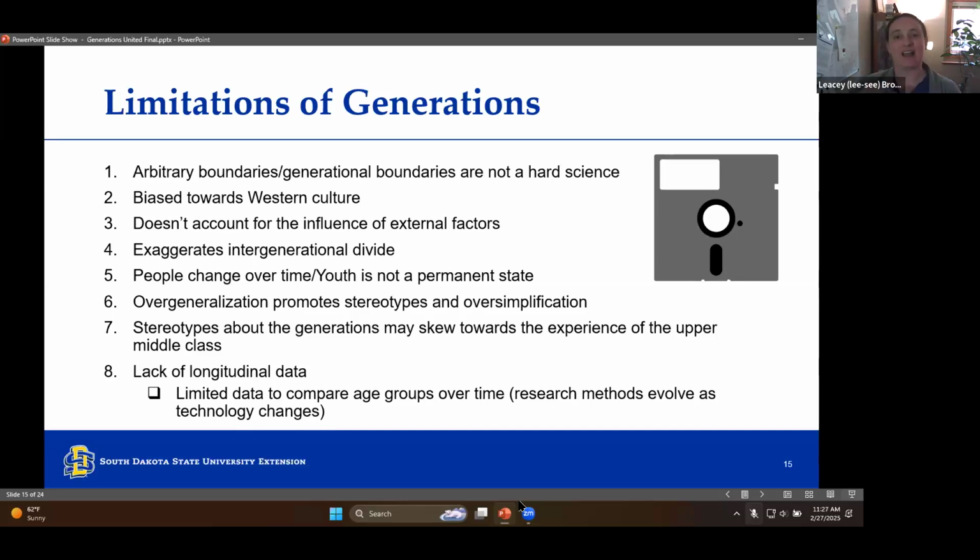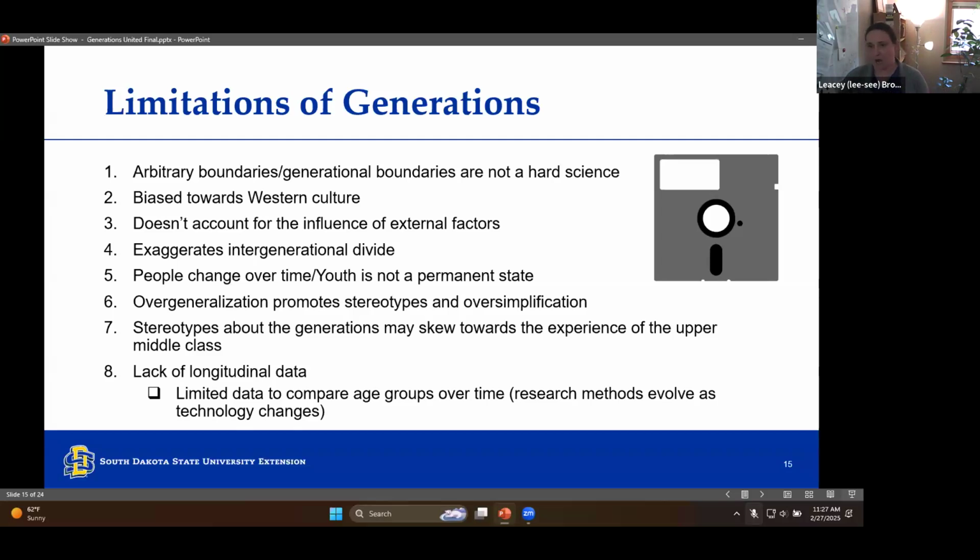We've had the same life experiences for the most part. But as we get older and we make different choices and take different paths in our lives, we become more different. We do not become more similar as we get older. Generations promote overgeneralization that leads to stereotypes and oversimplification. There was a trophy generation, and there were comments about the entitled generation. Those are oversimplifications.